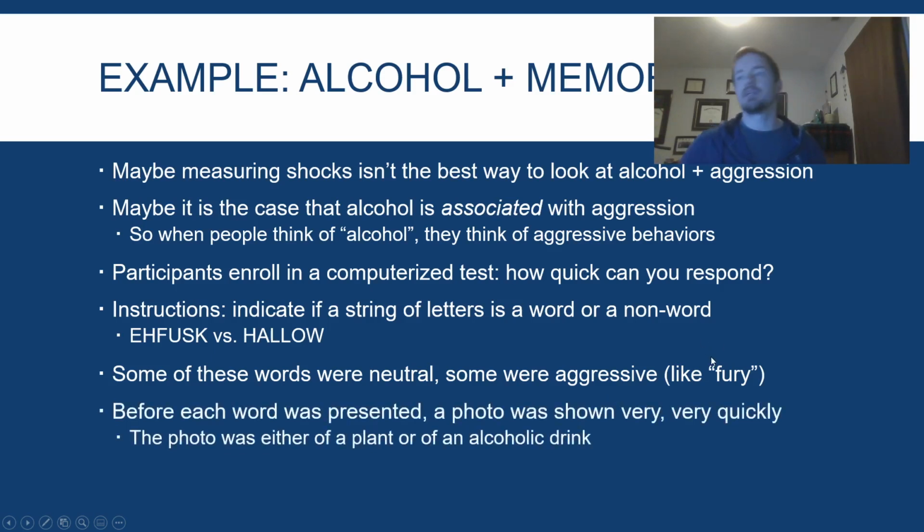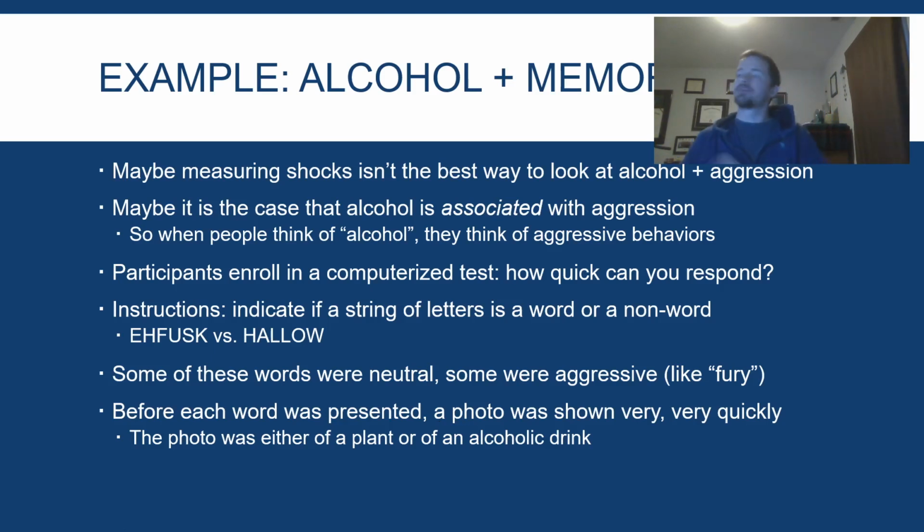So that's one independent variable, where we're looking at some of these words that are neutral and some of them that are aggressive, right? But we're also going to have another independent variable, which is before we show these words, we are going to show them a photo very, very quickly. And in these cases, these photos are either going to be of a plant or of an alcoholic beverage.